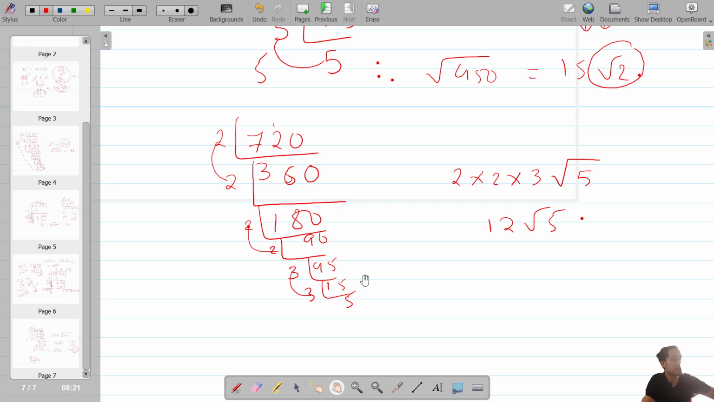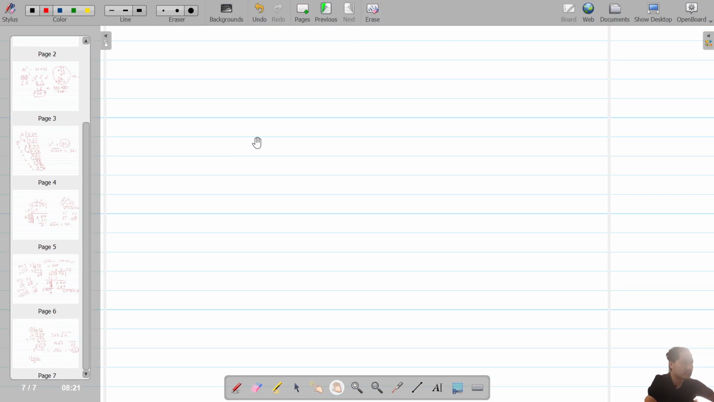So this is how you can represent your square root. Okay, I think I've erased it.